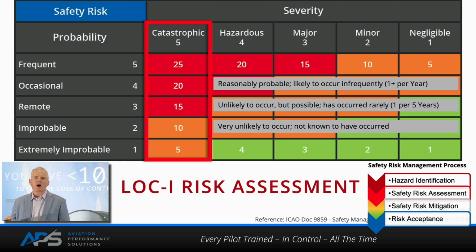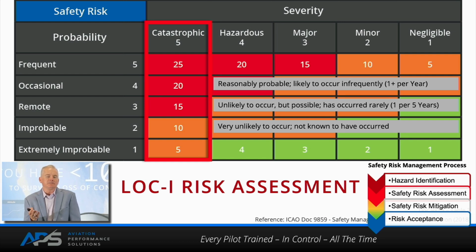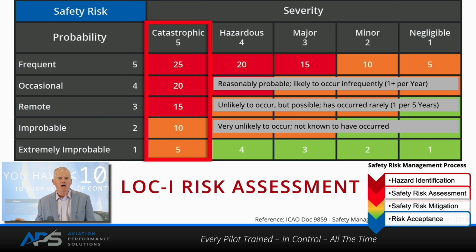Reasonably probable, likely to occur infrequently, 1+ per year. Now that actually sounds more like business aviation, for example, that we were talking about. But let's not overstate it. Let's not over-dramatize. Let's go to remote. I think that's a balanced way to approach it.